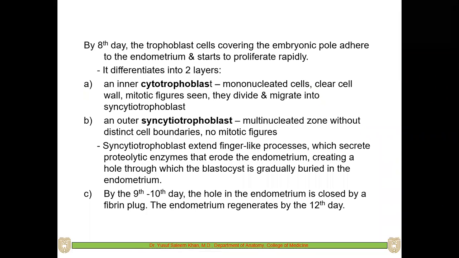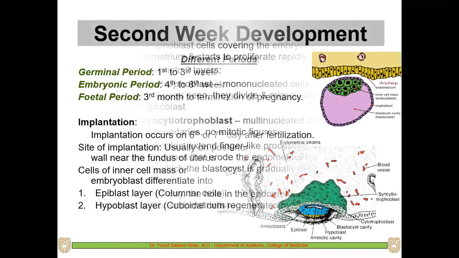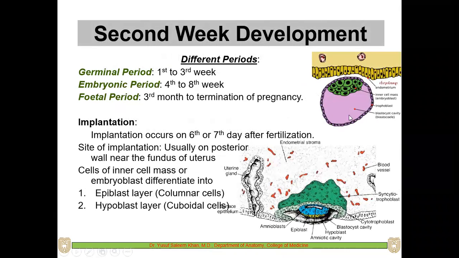And by the 8th day, the trophoblastic cells covering the embryonic pole adhere to the endometrium and start to proliferate rapidly, and they also differentiate into two layers. Now, as we have seen, these are the trophoblastic cells. Now they start eroding the wall.